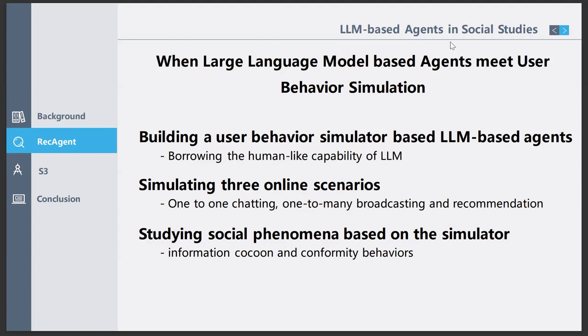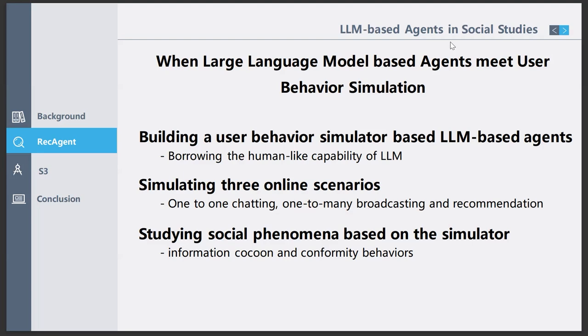And in this paper, the authors simulated three online scenarios. The first one is one-to-one chatting. It's similar to people in the real world chatting offline or in a coffee bar. And the second scenario is one-to-many broadcasting. It's similar to real humans on the social network: when one human sends a message on the web, all his friends will receive the message. And the third scenario is the recommendation system. The user in the recommendation system can actively search movies and also can passively receive recommendations from the system.